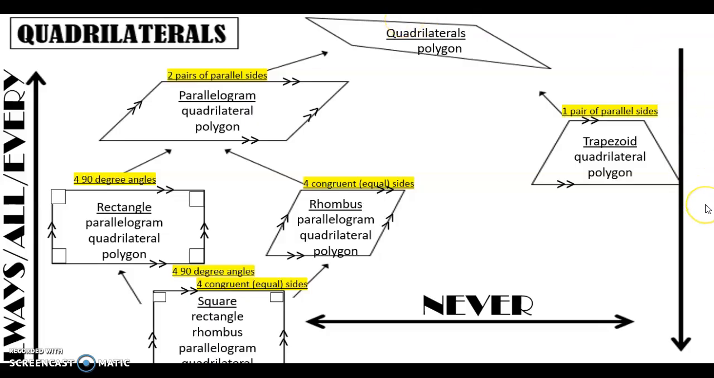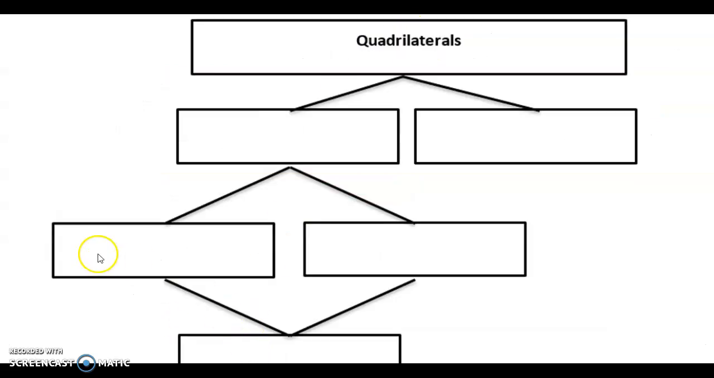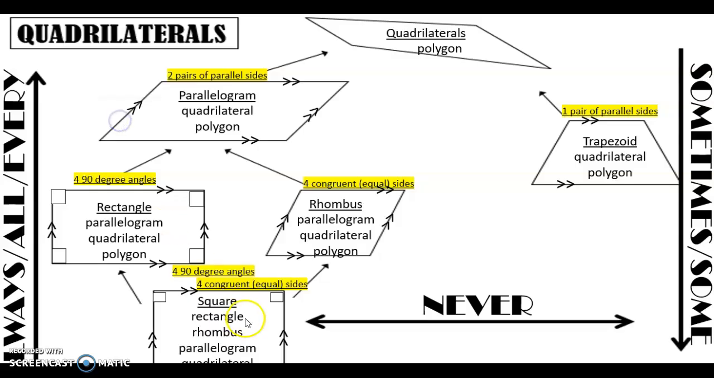Okay, this one, if you haven't guessed yet, is going to be our sometimes, or "some." So some quadrilaterals are trapezoids. They look like this. Some quadrilaterals are squares. They look like this. Oops, sorry. So when you're moving down, it's some.